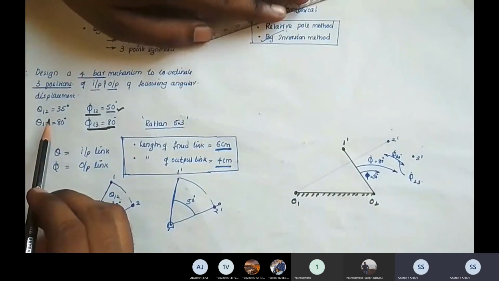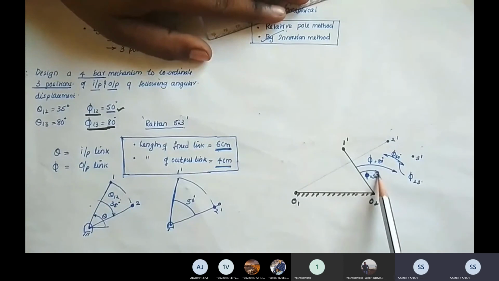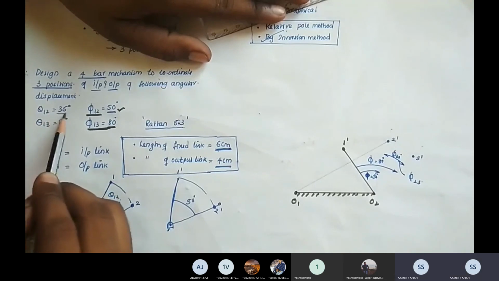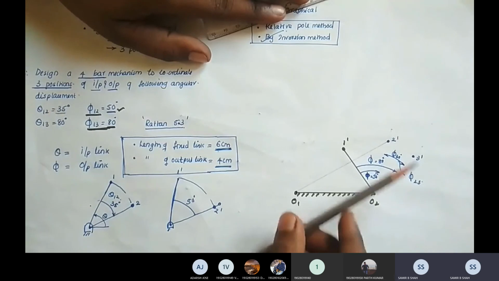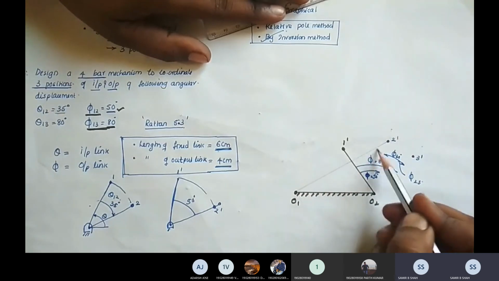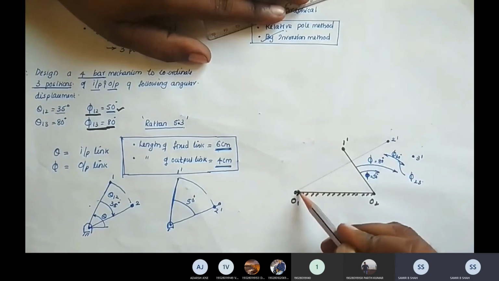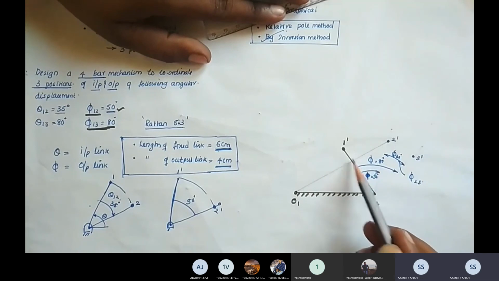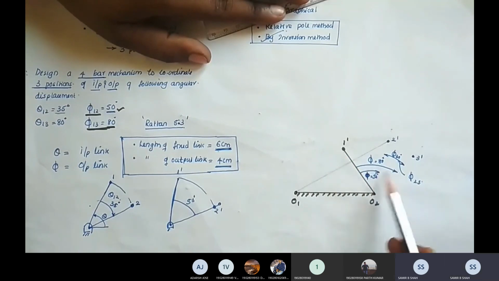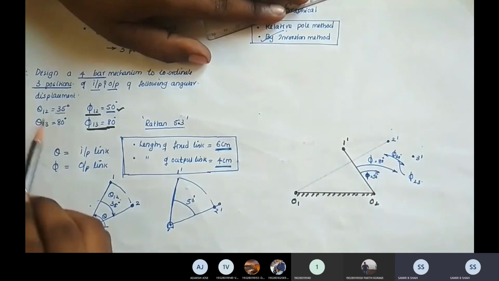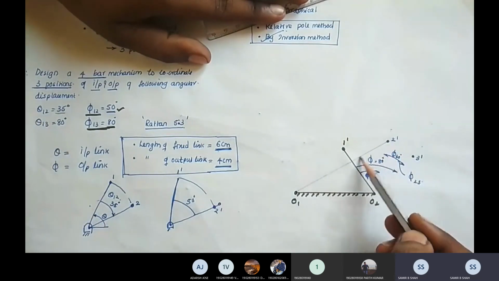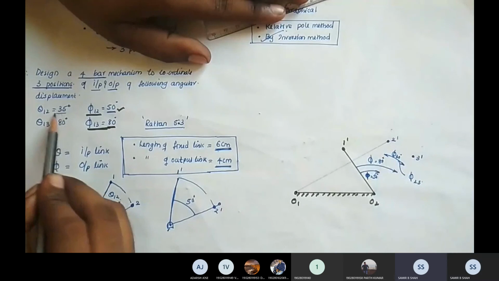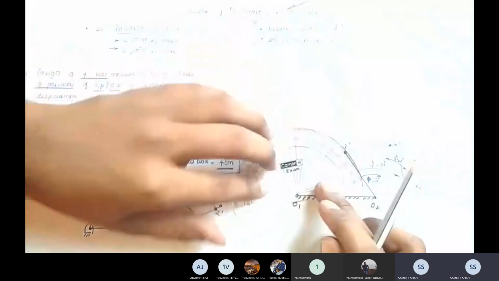From this question, we know that for obtaining this 50 degree output link displacement, the input link should move 35 degree. That is obtained from that question. Hence, I'm going to take this entire plot, 1 to 2 dash, to 35 degree in anti-clockwise manner. Please listen: for the output link displacement I am taking all angles in clockwise manner, but for drawing the input link, I'm taking 1 to 2 dash in anti-clockwise manner. Hence, I am going to take 35 degree anti-clockwise.